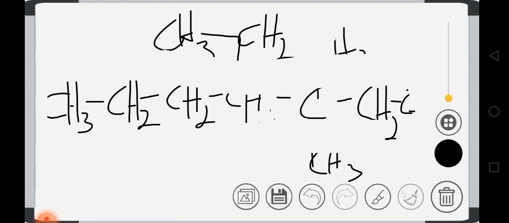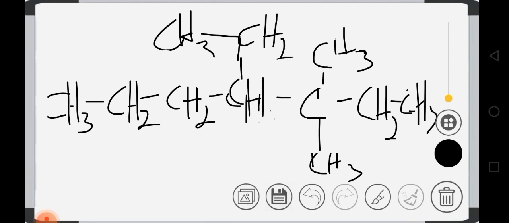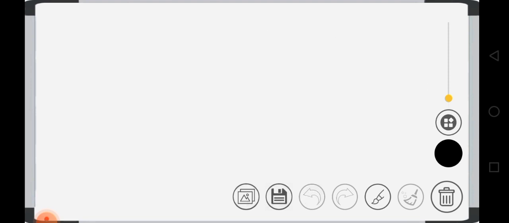Let's see H2, H3. This one is CH. I think, let me just use only carbon now. I hope if I use only carbon, you're able to get it. Let me just use the carbon so that it will be very clear.